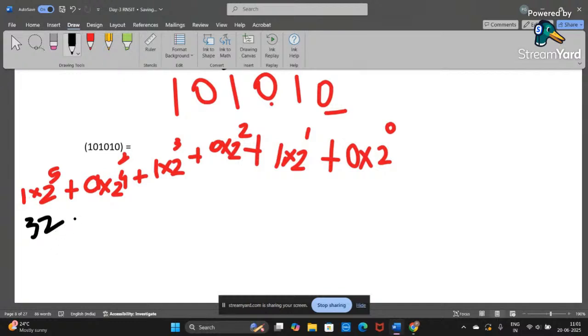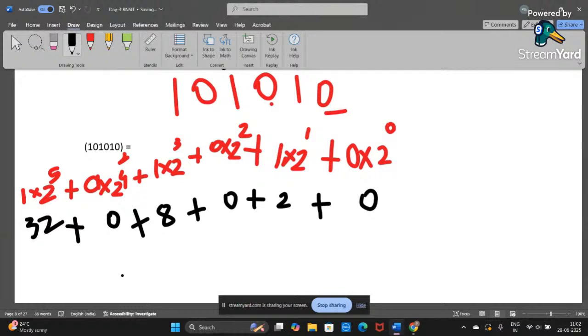Into 1 it is 32 itself, plus 0 into anything it is 0, plus 2 power 3 it is 8, plus 0 into anything it is 0, plus 2 power 1 it is 2, plus 0 into anything it is 0. Adding all this we will get 42. This we have converted binary to decimal. 42 base 10. This is your answer.